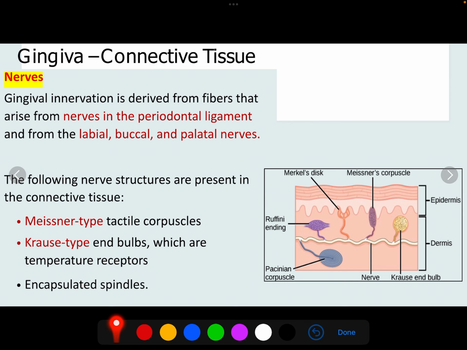The next is about the nerve supply. The gingival innervation is derived from fibers that arise from the nerves in the periodontal ligament and from the labial, buccal and palatal nerves. The nerve structures found in the connective tissue are Meissner type tactile corpuscles, Krause type end bulbs, which can detect temperature, and also encapsulated spindles.